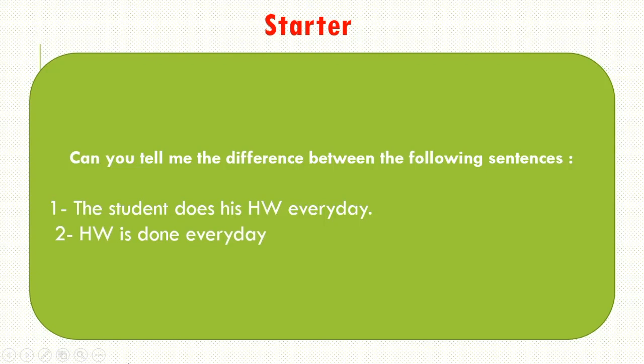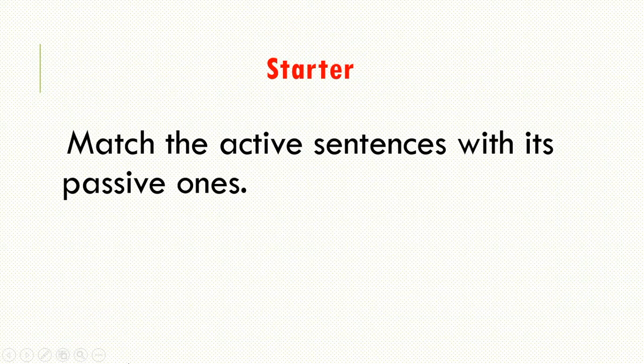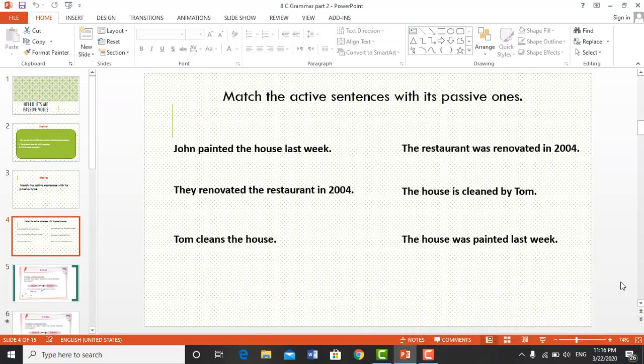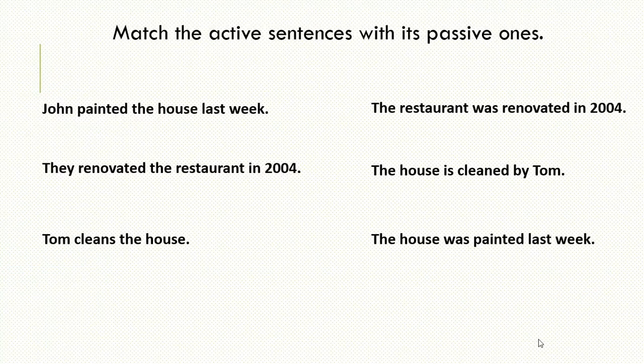Now, I want you just to have a quick look at the following task. Now match the active sentences with its passive ones. Just match in a few seconds. It won't take you a long time. John painted the house last week. Now the answer is the house was painted last week. The second one, they renovated the restaurant in 2004. The restaurant was renovated in 2004. Tom cleans the house. The house is cleaned by Tom.